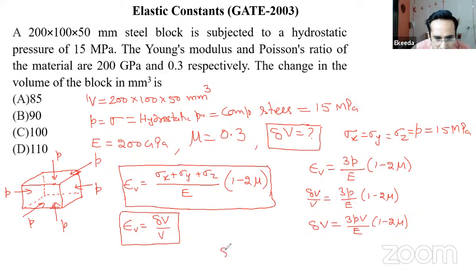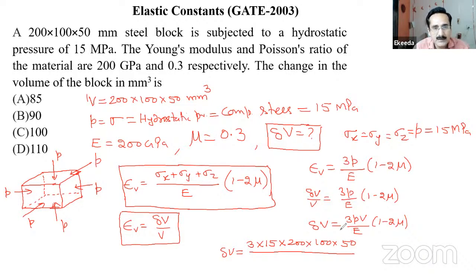So, apply the formula. Delta V will be equal to 3P. What is P? P is given to us. That is 15 megapascal. Keep it in megapascal. Volume is given to us, that is 200 by 100 by 50. This is the volume. Keep it in millimeter so that the answer may come in millimeter cube.